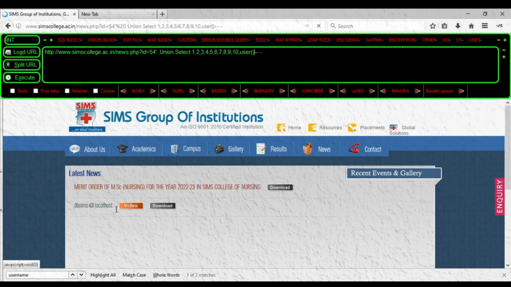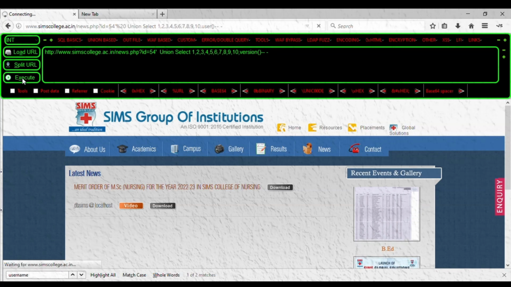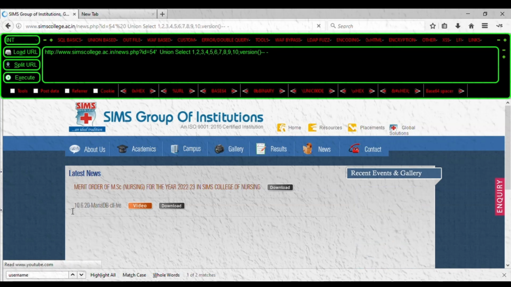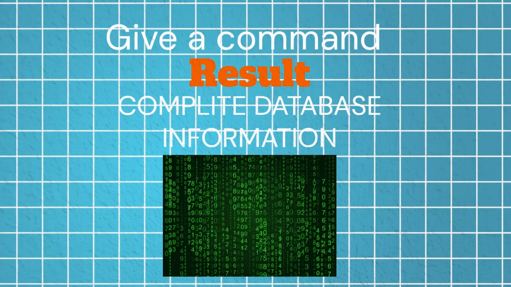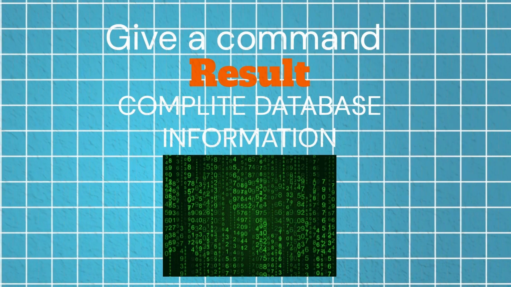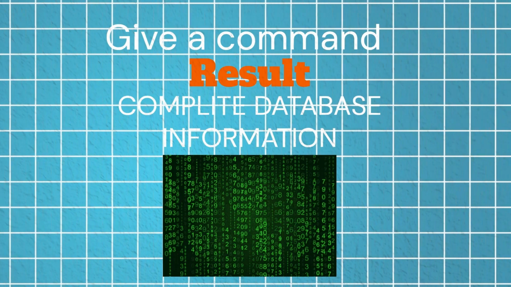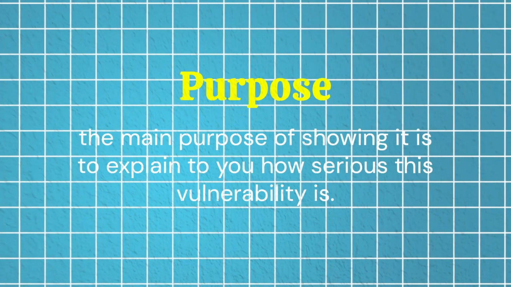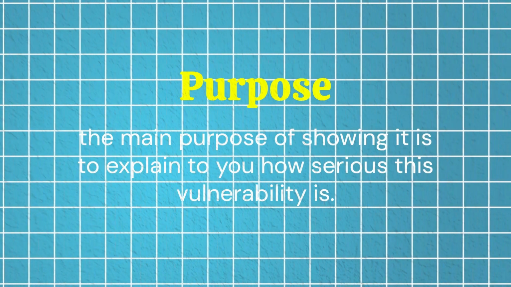You can understand that the column is vulnerable, but here we will try to see if the version and database information can be extracted. Now instead of user, I am writing version. Now let's execute it. Here our database version is extracted. I will give a command here that will provide me with the complete database information of this site. The main purpose of showing it is to explain to you how serious this vulnerability is.